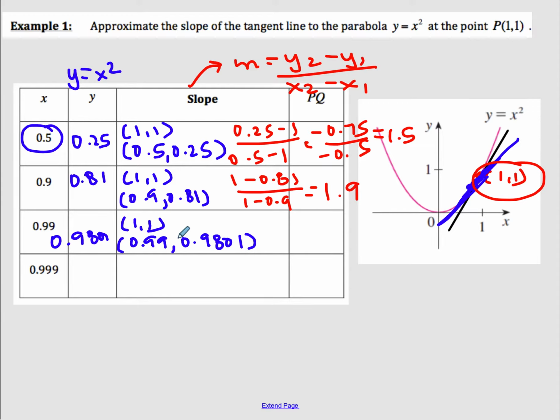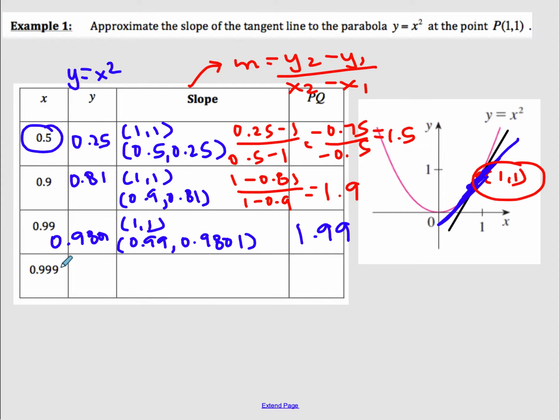Okay, so I would give you guys a second. Why don't you pause it and find the slope of this one? Now that you've paused it and checked, you should be able to get a slope of 1.99. Now we're going to repeat this one more time. I'm going to find the point 0.999, so super duper close to 1, to figure out what I would get.